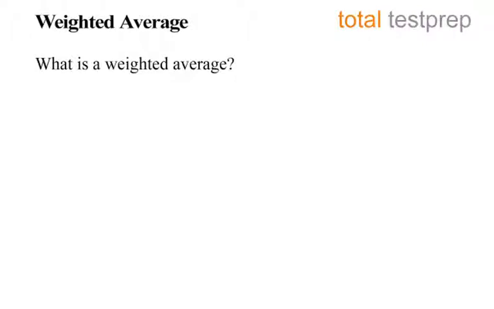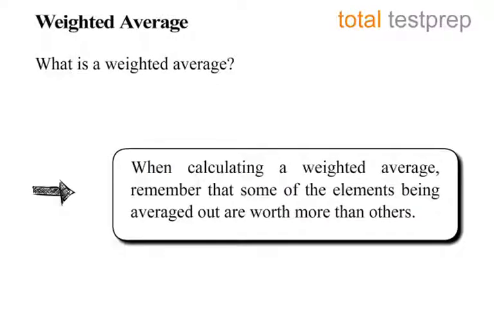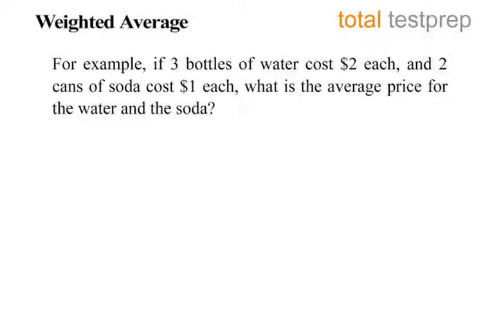In this section, we'll be dealing with the concept of weighted average. What is a weighted average? When calculating a weighted average, remember that some of the elements being averaged out are worth more than the others. For example, if 3 bottles of water cost $2 each, and 2 cans of soda cost $1 each, what is the average price for the water and the soda?